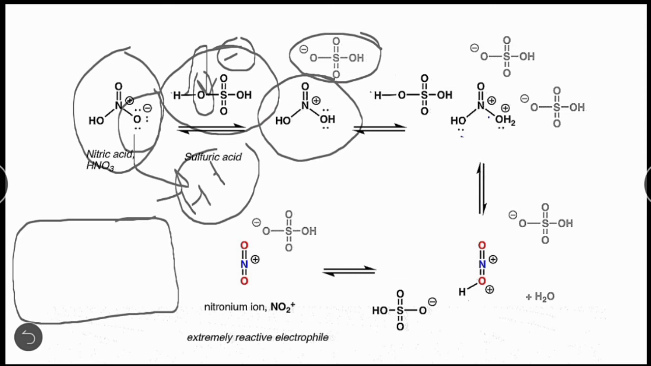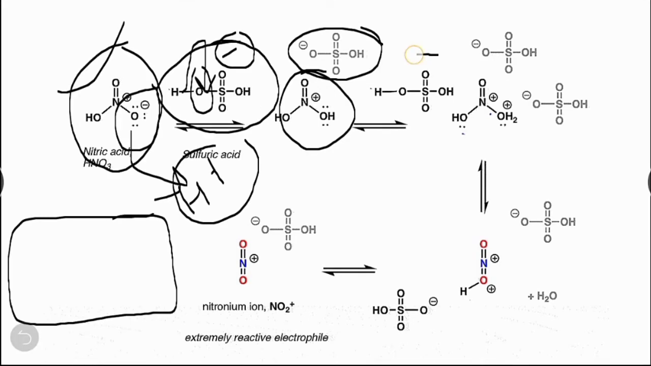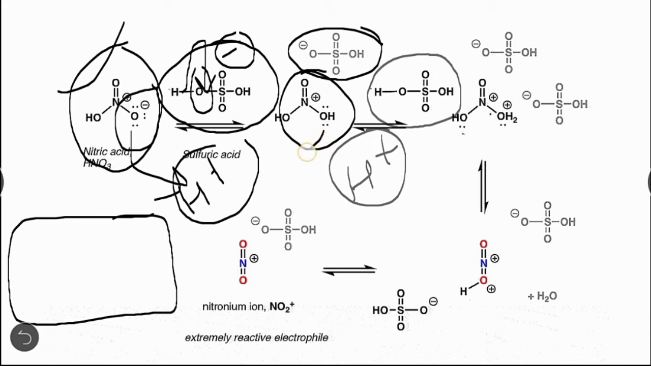Now what will happen next? Another molecule of H2SO4 will arrive and try to react with this nitric acid, as a result of which an H plus ion will be liberated. Now this oxygen of nitric acid will share one of its electron pairs with this hydrogen atom and form a complex like this over here.